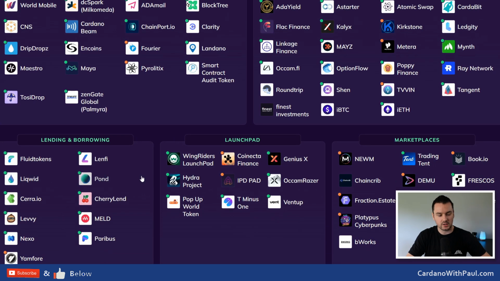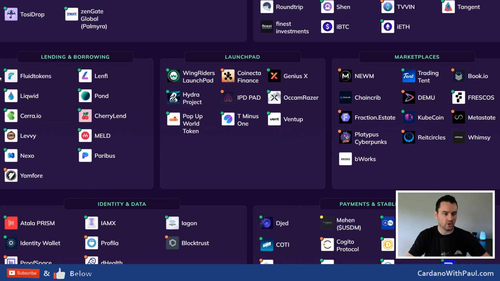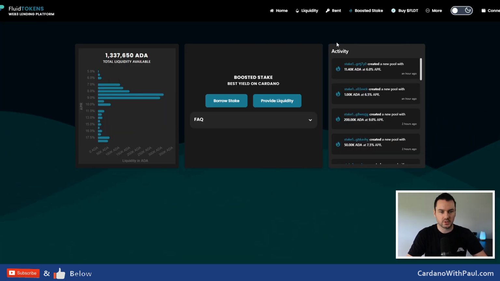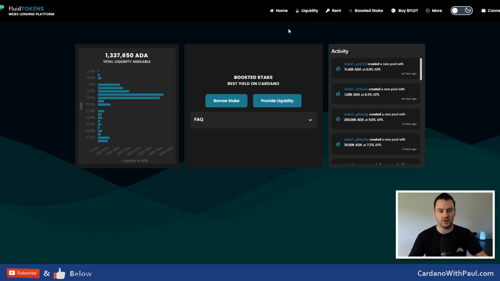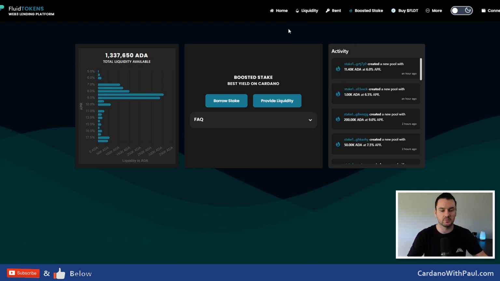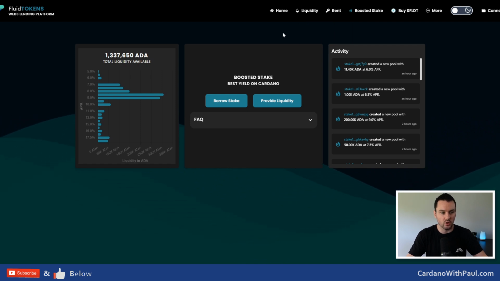So if we look then at, that kind of brings us into lending and borrowing. We've talked a bit about Fluid tokens. So they are a lending and borrowing protocol at their core, but they're looking to do a lot of different things too. If you look up here, so we'll go through, they do have their liquidity pools for lending and borrowing. That's fairly standard. And we'll look at some of the others on Cardano in a minute and explain a bit more on it. They have this here boosted stake.